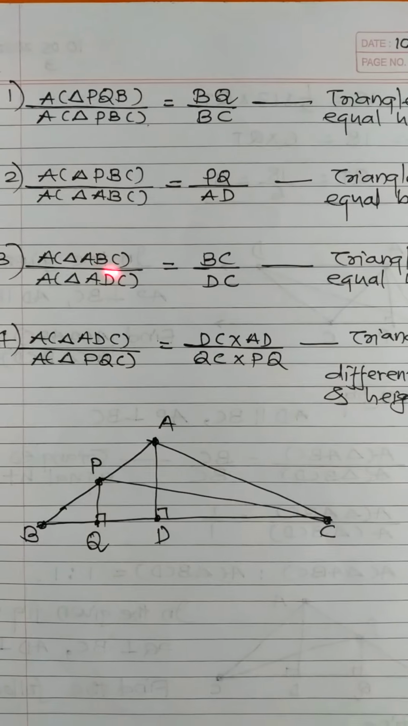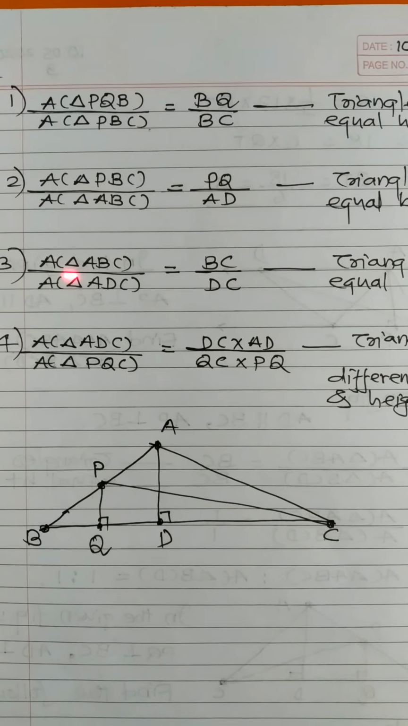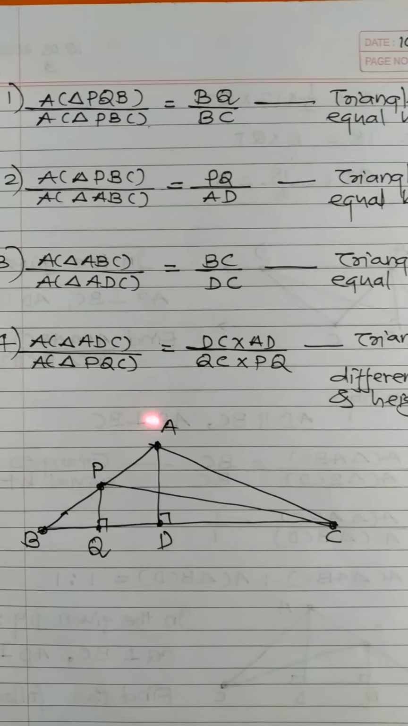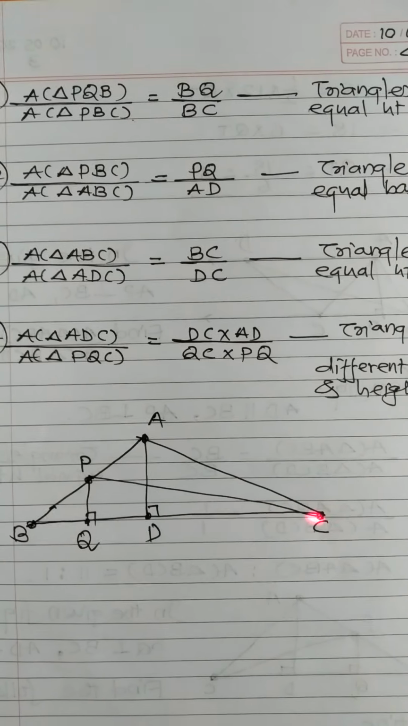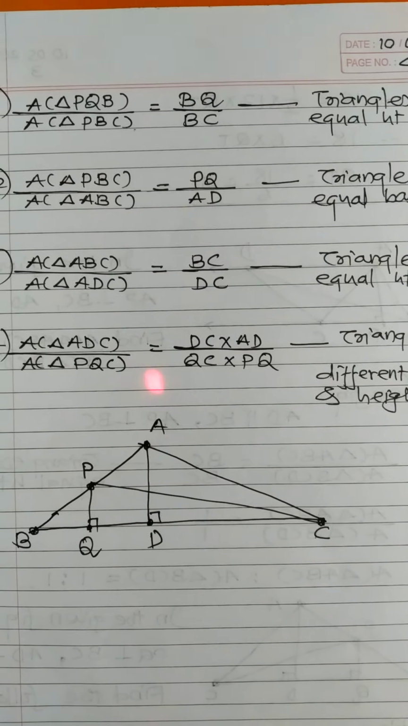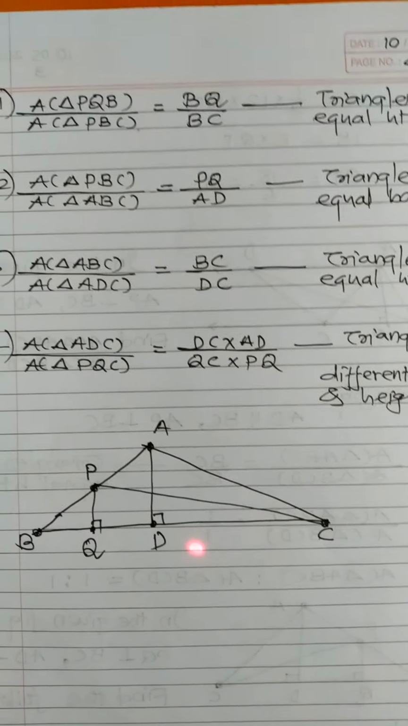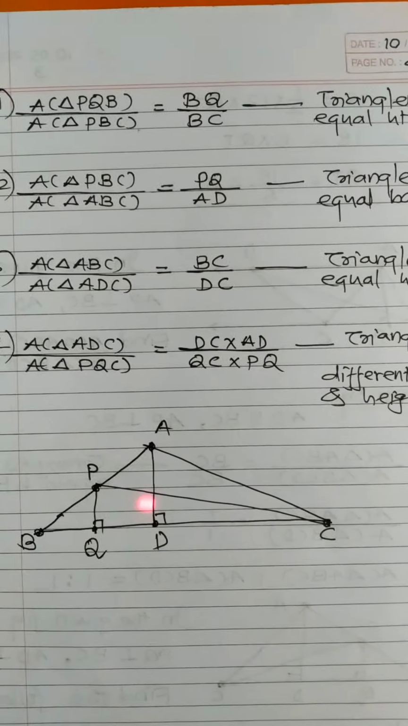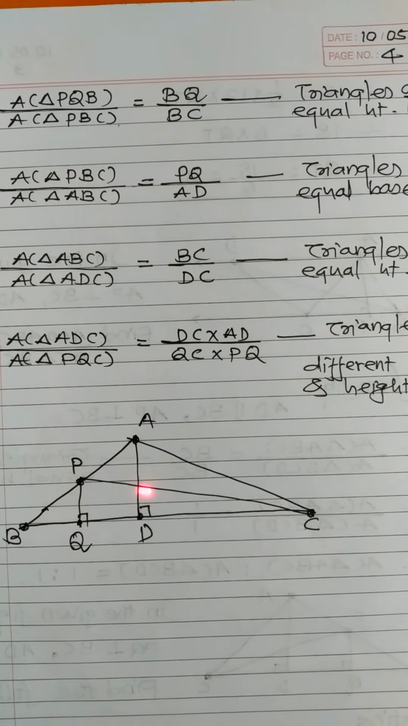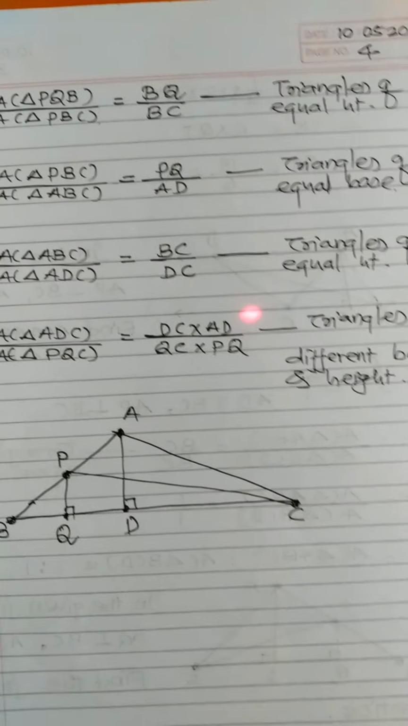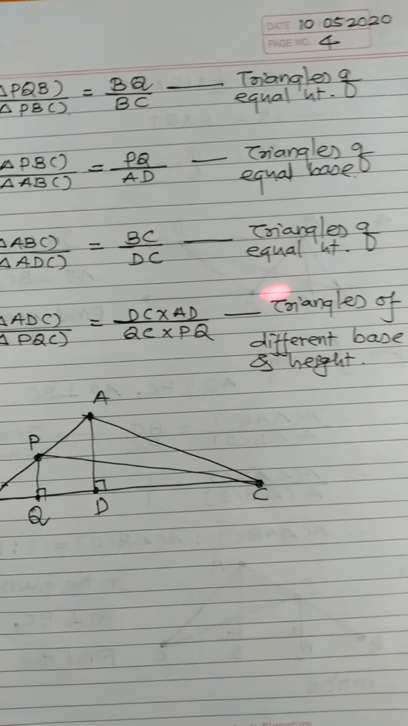Now again, the next ratio we have to calculate: area of triangle ABC upon area of triangle ADC. In ABC, BC is the base and AD is the height. Then in ADC, DC is the base and AD is the height. So the height is common. Triangles of equal height have areas proportional to their corresponding bases. So BC upon DC.